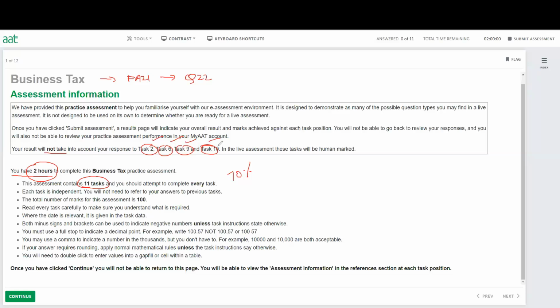And the writing task is always marked by the examiner. So the writing task will always be marked by a human, not by the computer. So it is an assessment from the AAT website. So there is no examiner there to mark it. So these 4 tasks will not be considered. Other than that, the rest of the information we have is more or less the same for all the AAT exams.